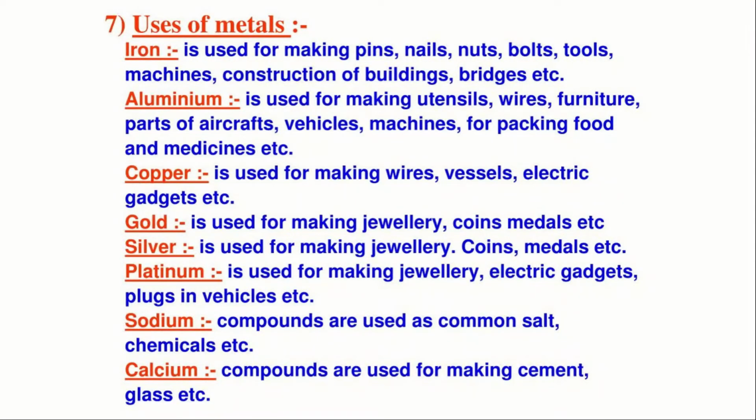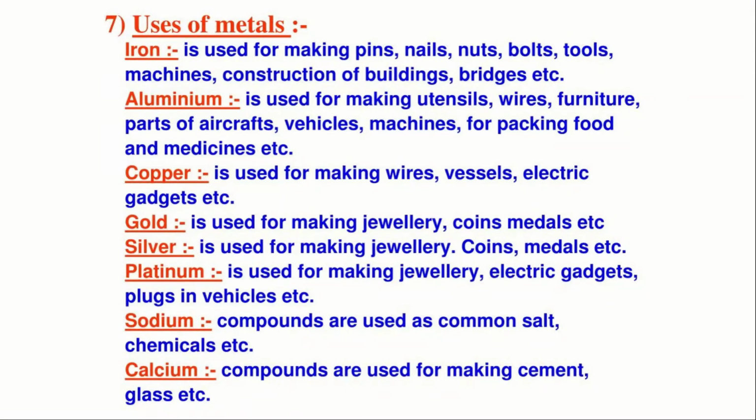Next we shall learn about uses of metals and non-metals. I have listed some of the important metals and their uses from an industrial point of view. Iron is used for making pins, nails, nuts, bolts, tools, machines, construction of buildings, bridges, etc. Aluminium is used for making utensils, wire, furniture, parts of aircraft, vehicles, machines for packing food and medicine.